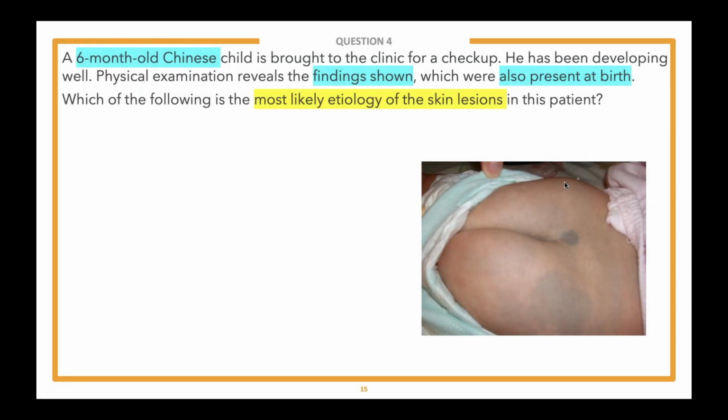Which of the following is the most likely etiology of the skin lesions in this patient? I'll give all of you a few moments here to let us know how many steps you believe this question will require. And because I prematurely jumped ahead, you already know what the important clues are.